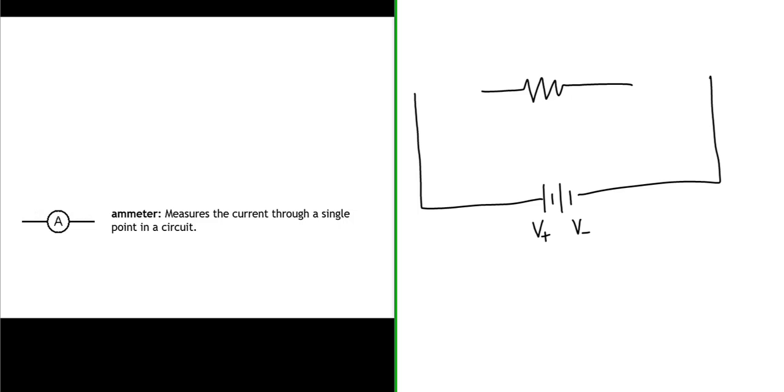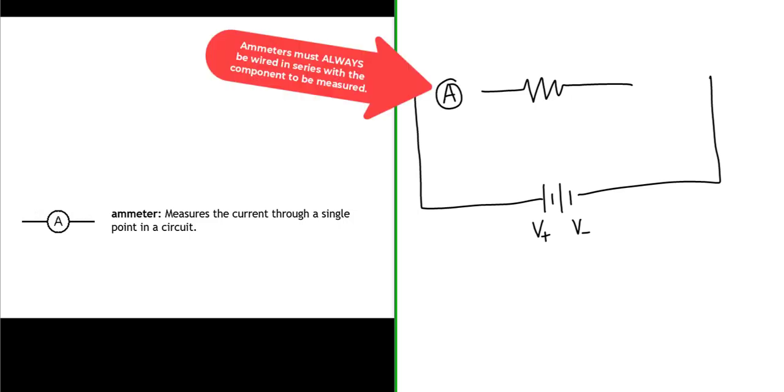Now, if we want current to move through this circuit, we're going to want to create a complete closed path for that current to move, because once we have a complete closed path, the potential difference in our circuit will cause negative charges to go from low to high potential and positive charges to go from high to low potential. So if we wanted to know how much current is going through our resistor, we would hook the ammeter up on one side of the resistor.